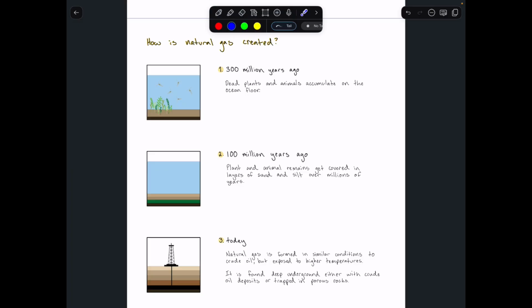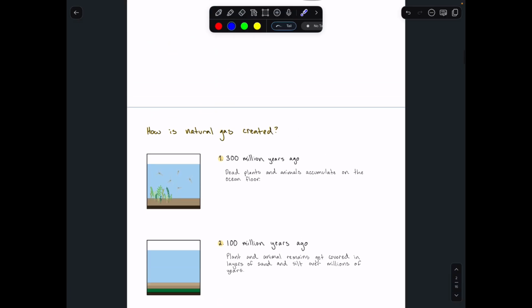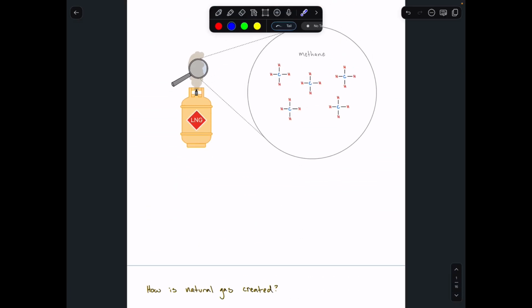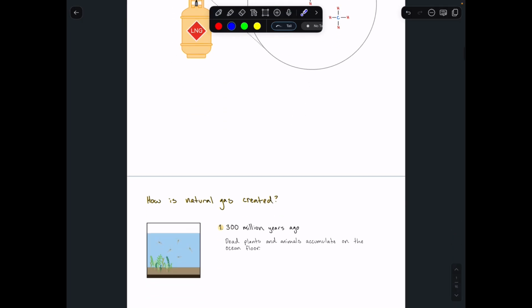As I mentioned before, natural gas forms under similar conditions to that of crude oil, but it's typically associated with being exposed to higher temperatures that break up these hydrocarbon molecules into smaller gaseous molecules. If you remember back to the crude oil lecture, diesel was this very long carbon chain with hydrogen on it, whereas if we look above here, we can see that there are these smaller molecules of a singular carbon atom surrounded by hydrogen.